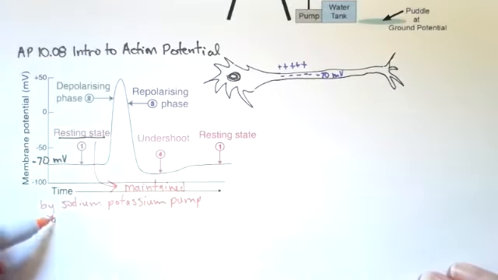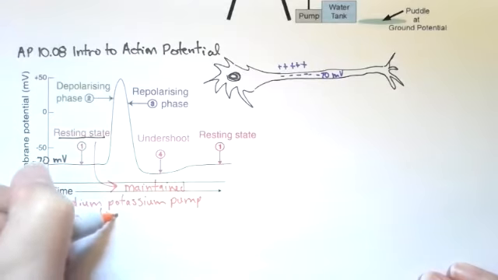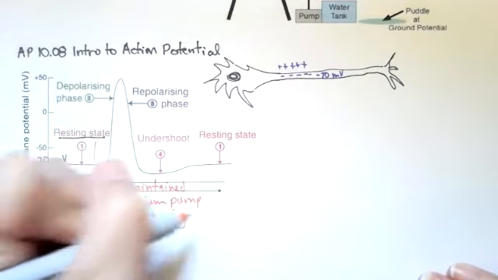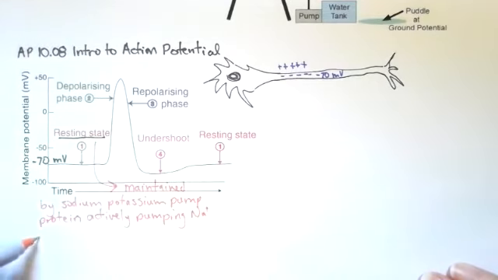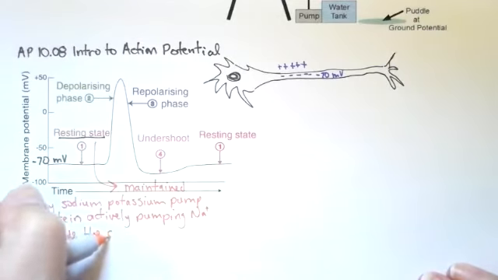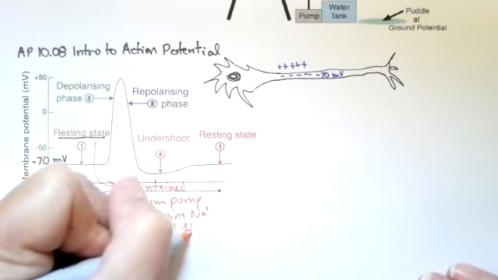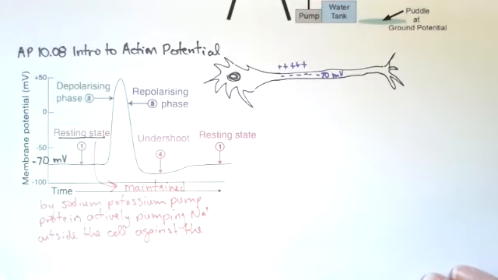Protein actively pumping sodium outside the cell against the concentration gradient, which means we're making it more concentrated.